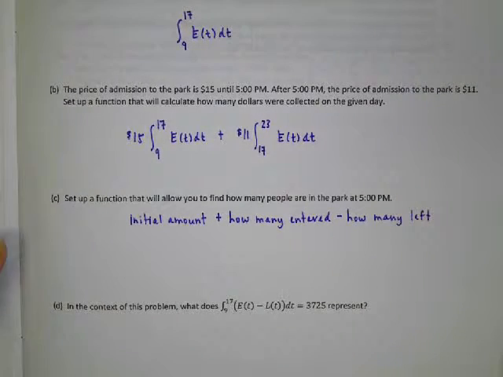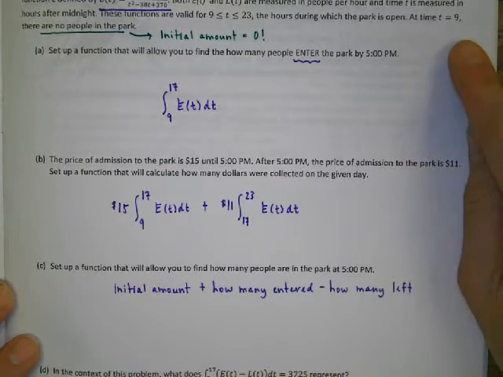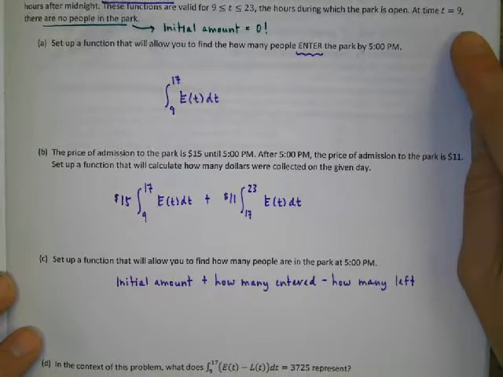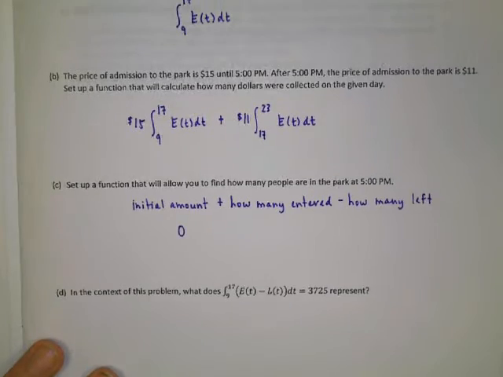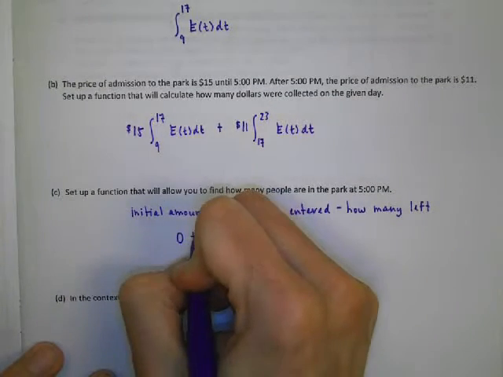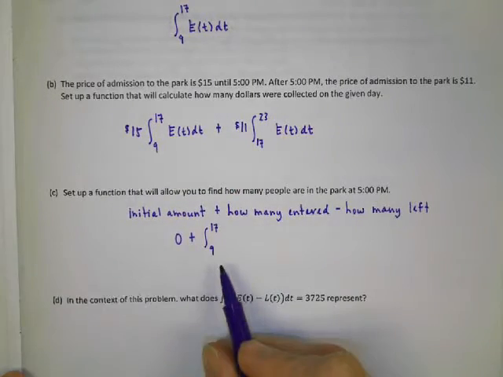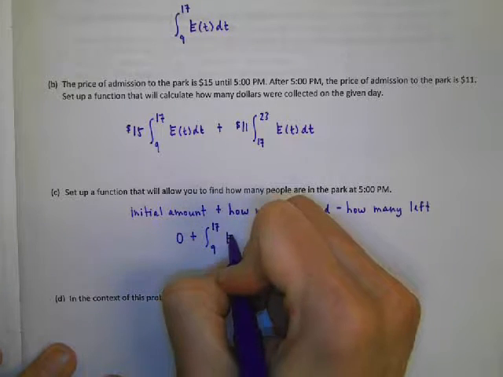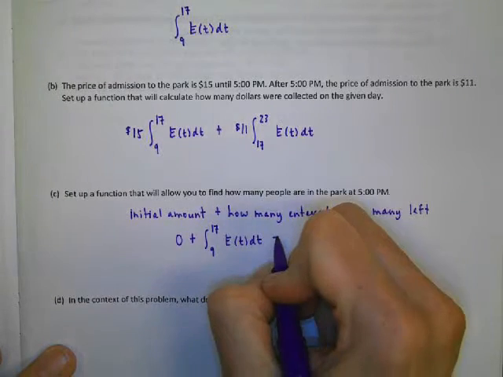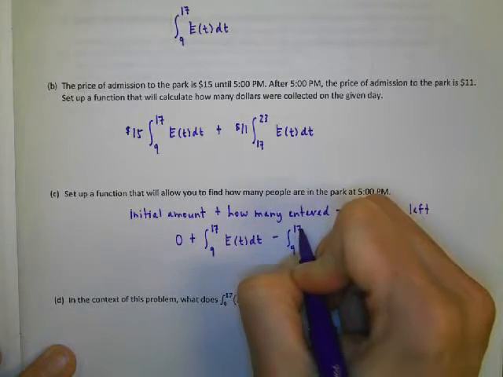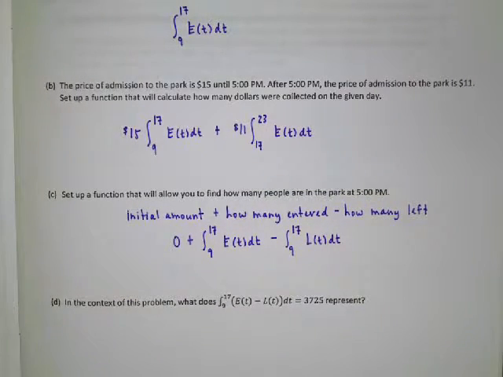So let's think about this, and we can go back to our information. We know that it told us, when the park opened at time t equals 9, there were no people in the park. So this amount is just going to be 0. How many entered? Well, that's going to be given to us by the integral from 9 to 17, again from the hours of 9 to 5, and we're going to integrate our E of t dt. And then we're going to subtract the integral from 9 to 17 of L of t dt. That's telling us how many people left the park.